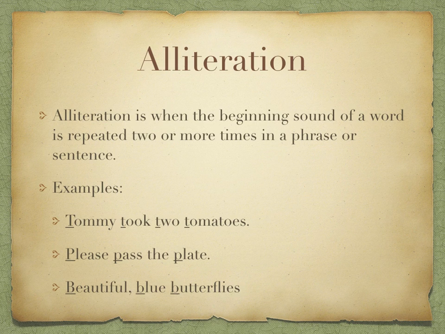And up next is alliteration. Alliteration is when the beginning sound of a word is repeated two or more times in a phrase or sentence. So Tommy took 2 tomatoes. All the words start with that t sound. Please pass the plate. P, p. That's the sound it starts with. And the last one, beautiful blue butterflies, start with that B sound. So alliteration, just all the words or some of the words in a sentence, as long as it's two or more, have the same sound, then it is alliteration.